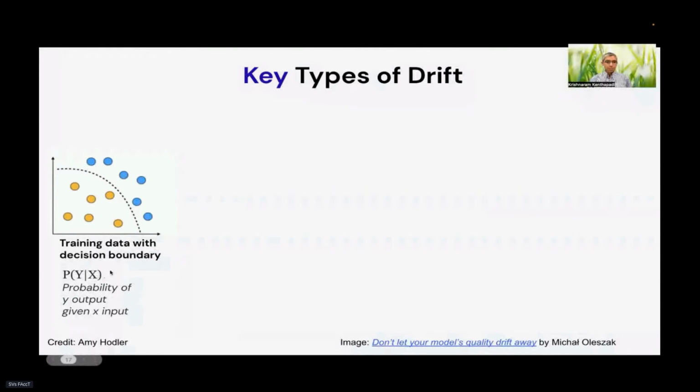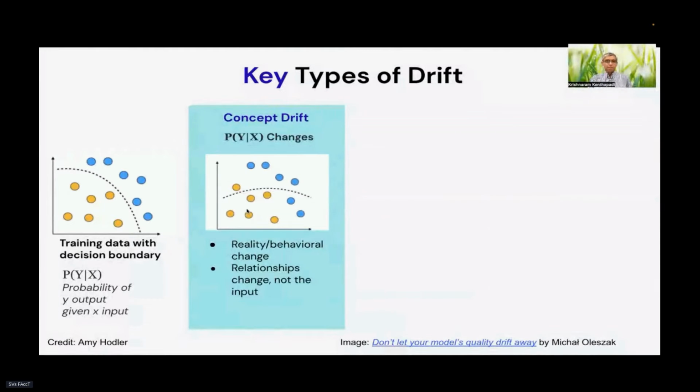Let's consider the probability of the target variable, in this case the color of the circle denoted here, given the input x, which is represented as the feature vector here. First type of drift is what's often called a concept drift, or sometimes called real concept drift. Here, the relationship between the target variable and the input features changes. So in other words, the probability of y given x changes.